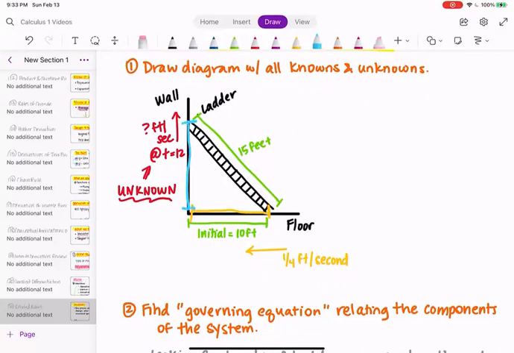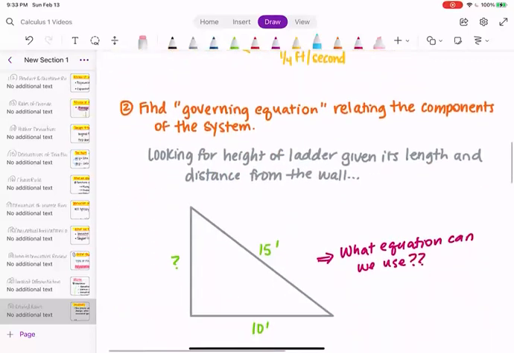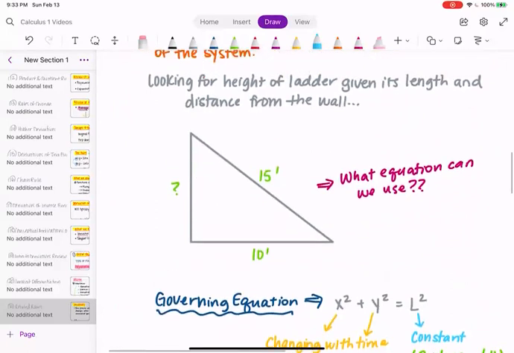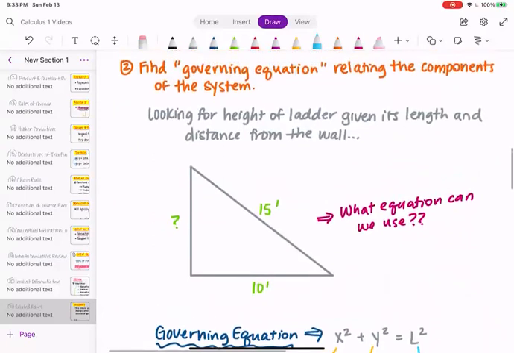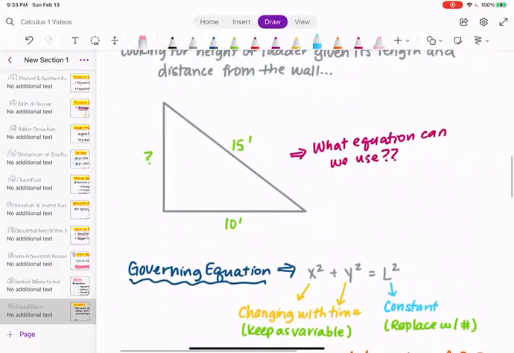Because we're given these three things, you should immediately think, all right, that looks like a triangle. And I know how I can relate all of these things. What's that equation called? That's the Pythagorean theorem, which is x squared plus y squared equals z squared. In this case, I wrote x squared plus y squared equals L squared, because L is the length of the ladder. So now we have our governing equation.